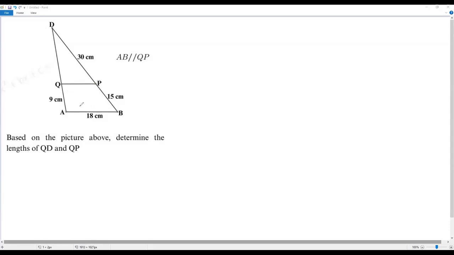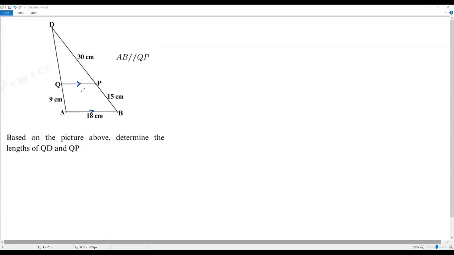And also there is an important piece of information we have about the figure. AB and QP are parallel, because between AB and QP there are two lines. So the two line segments AB and QP are parallel. AB is over here and QP is over here. So these two line segments are parallel.